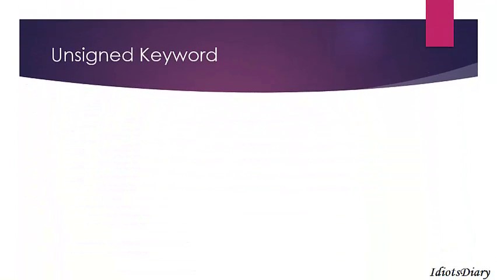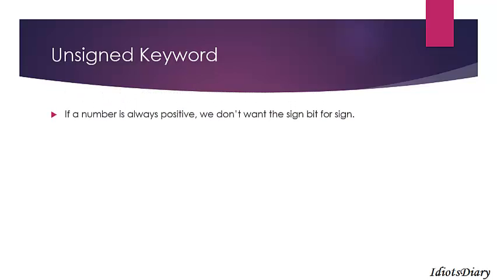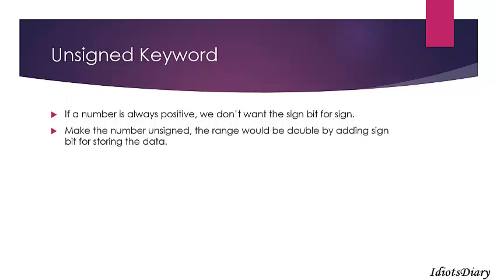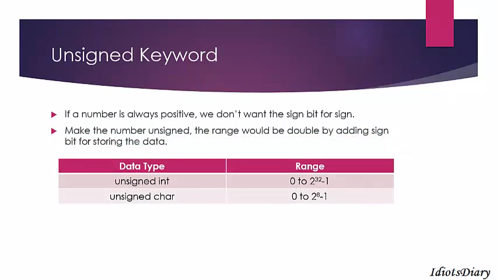So let's move to the use of the unsigned keyword in C. Sometimes we want to store positive numbers only. So why should we sacrifice the sign bit for the sign? In this case, you can use the sign bit for storing data by declaring your variable with the unsigned keyword. If you prefix your declaration with unsigned, then the negative part of your range will be removed and added to the positive part, and your range will be doubled.